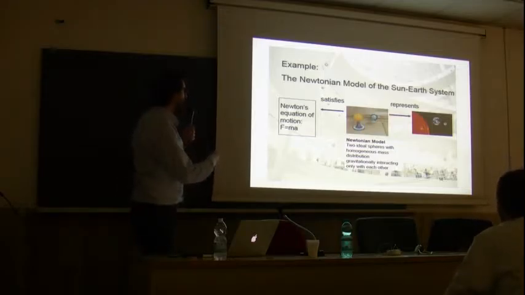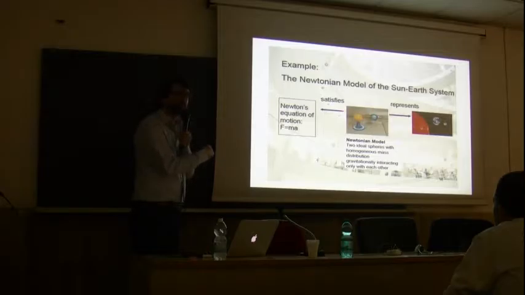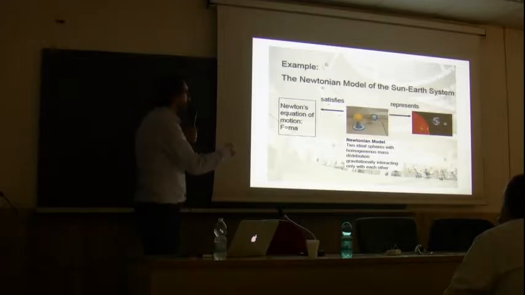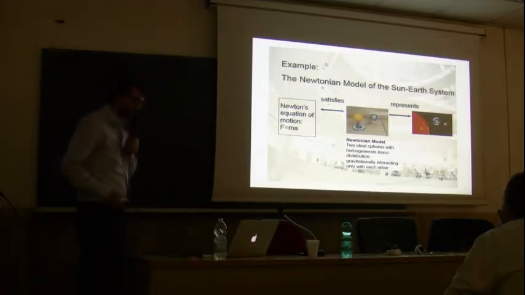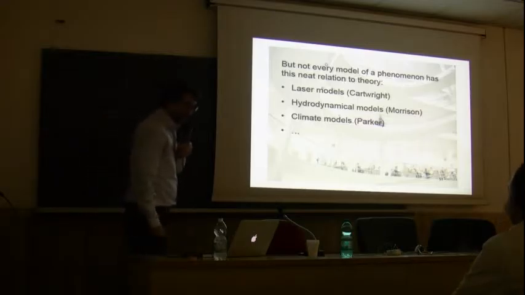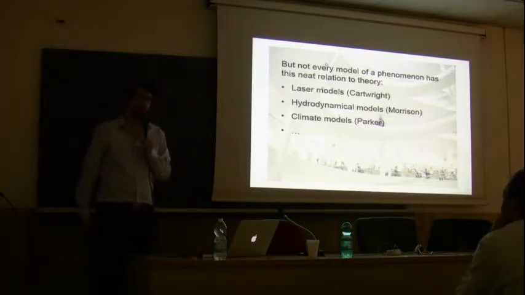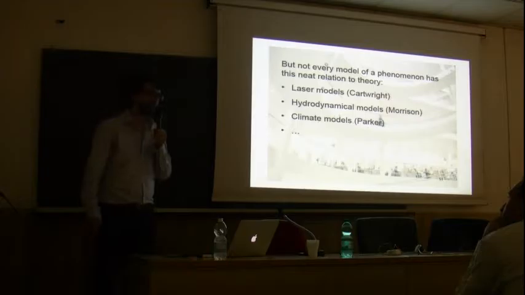So that thing then satisfies Newton's equation, or a special version of Newton's equation. So it's a model of Newtonian theory in that sense, and it's at the same time a model of a phenomenon, because it represents the planetary system. So here is a case of a simple model that has this sort of dual structure. However, not every model has such a neat connection to theory.